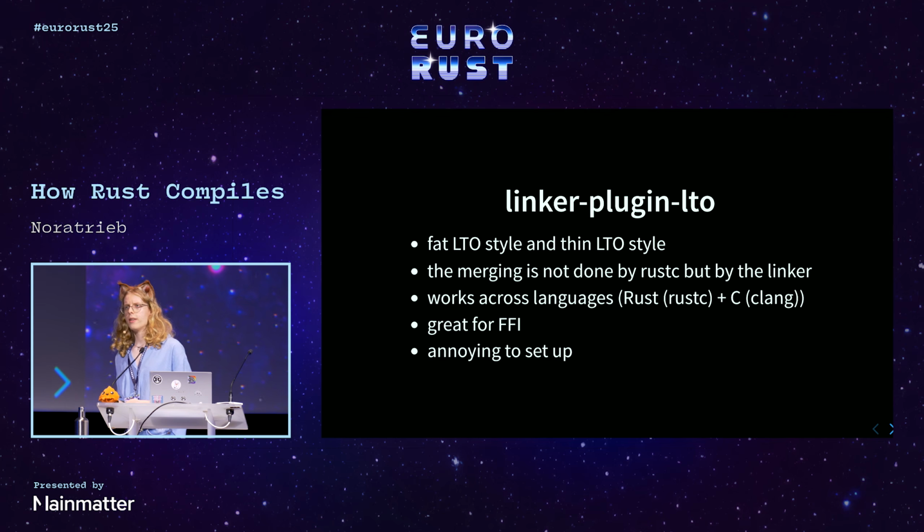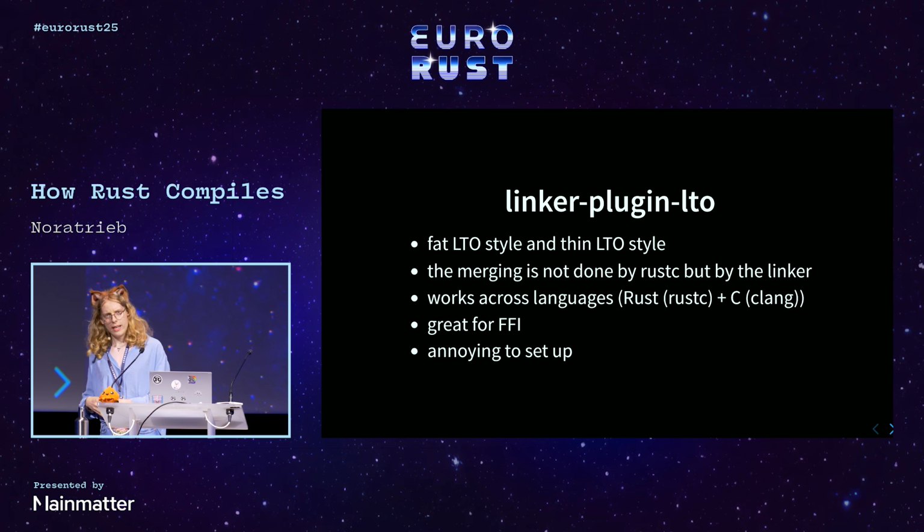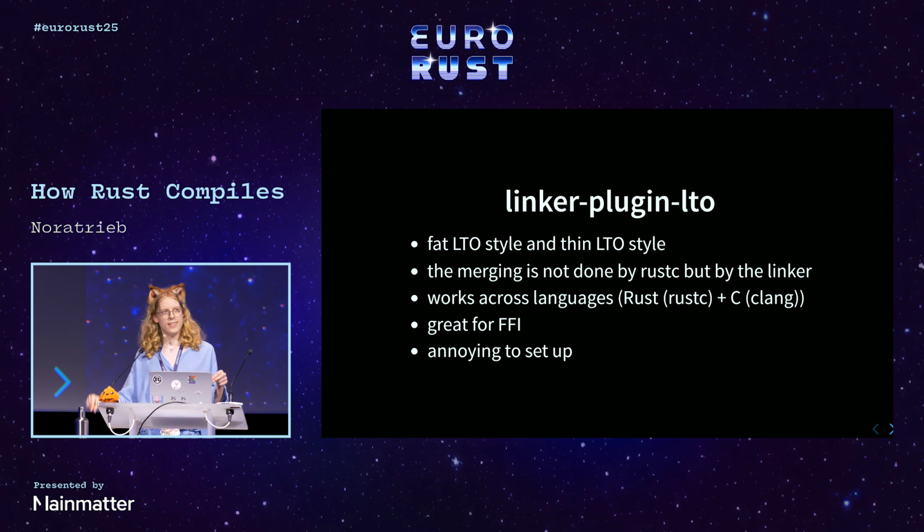The last sort of thing is linker plugin LTO, which can be done in both fat LTO style and thin LTO style. The difference being that the merging of all the LLVM IR is not done by rustc, but by the linker. What this means is that it works across different languages, as long as they are compiled with the same LLVM. You can have Rust code compiled with rustc, and C code compiled with Clang, and everything comes together during LTO, and you can inline C code into Rust code and inline Rust code into C code. It's pretty cool. It's great if you have lots of FFI that has many different calls between the functions in the languages that could be inlined, but it's slightly more annoying to set up, so if you don't, it's probably not worth it, but if you do, you should try it out.